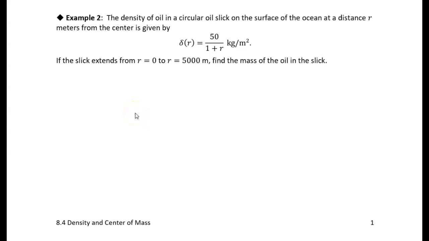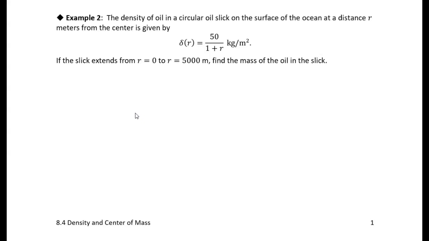All right, so in example 2, we have an oil slick. It's a circular oil slick, and we're given the density function in terms of the radius from the center of this oil slick. And we're told that the slick extends from r equals 0 to r equals 5,000 meters, okay? And we're asked to find the mass of the oil slick. So this is a little bit different from the last one, right?